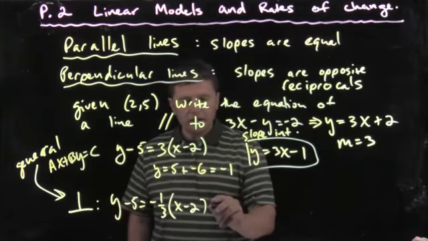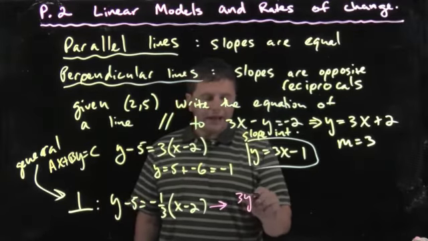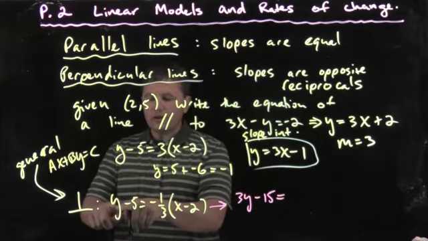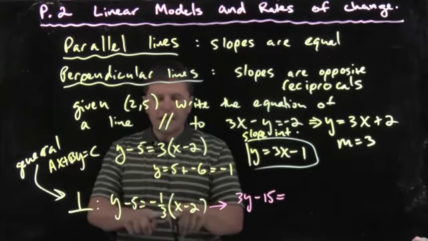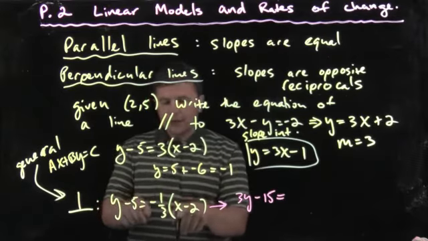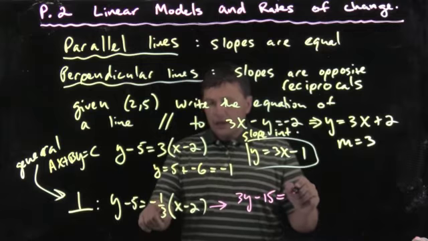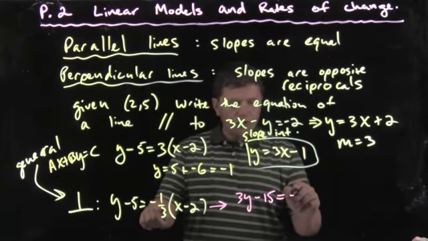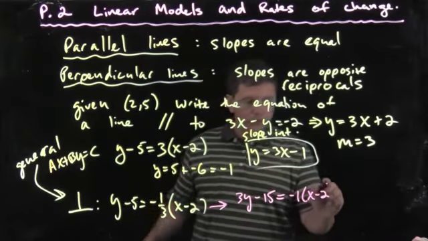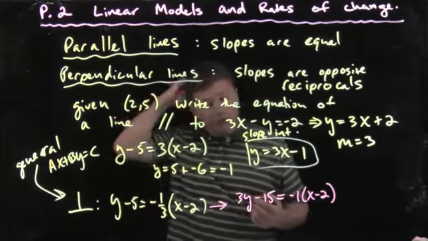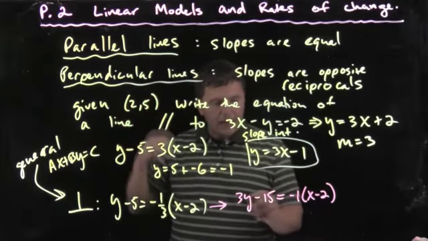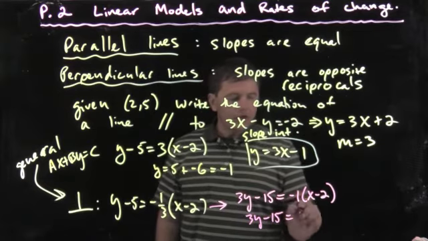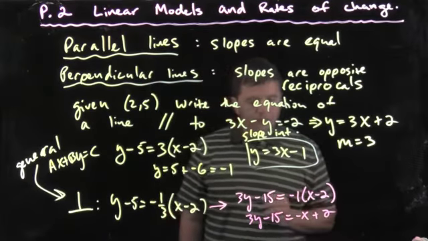Okay, so that's going to be 3y minus 15 is equal to, now realize there's 3 different things here. There's the y, there's the -5, and then this is one quantity. So if I multiply this all by positive 3, I'm going to get -1 here. Okay. Now, if you do that, it's going to make this a lot easier because then you don't have to work in the common denominator. So now I'm going to distribute: 3y minus 15 is equal to -x plus 2.